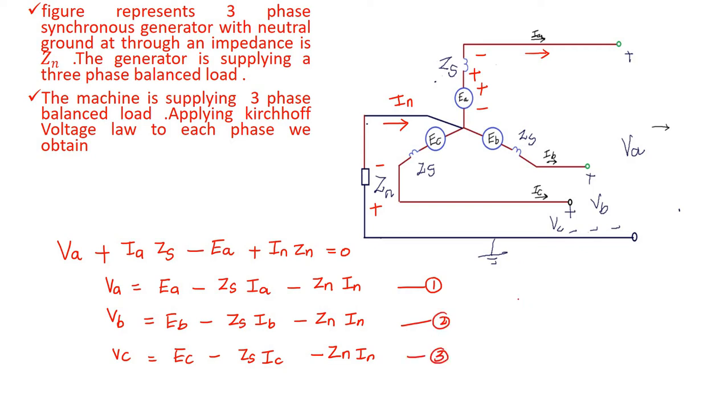Then I am going to substitute the neutral current. So what is the neutral current? The neutral current is flowing towards this terminal, where three currents are combined: IA, IB and IC. So IN equals IA plus IB plus IC. The next step is to substitute this IN in equations 1, 2 and 3.